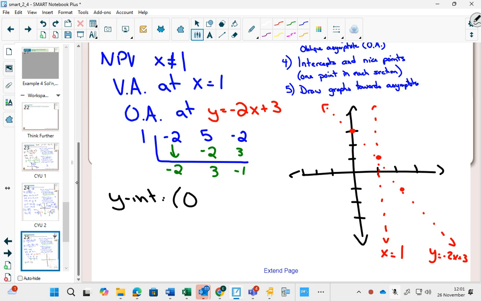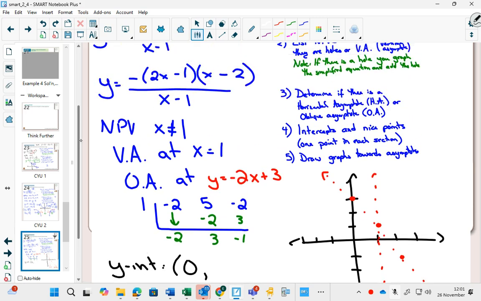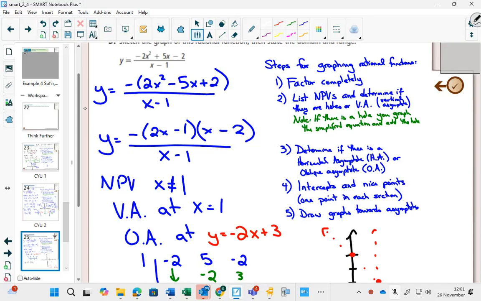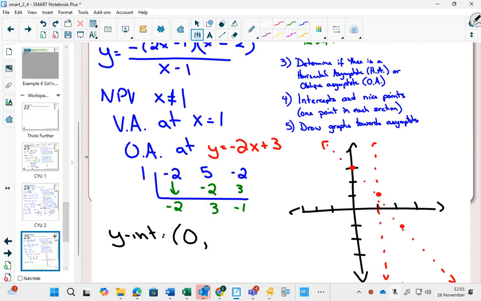Y-intercept, really easy to find. Go to your original equation. Plug in 0 for x. Negative 2 over negative 1. I get 0, comma 2.